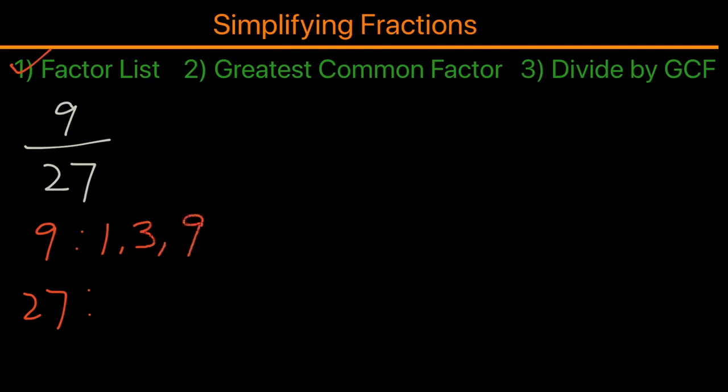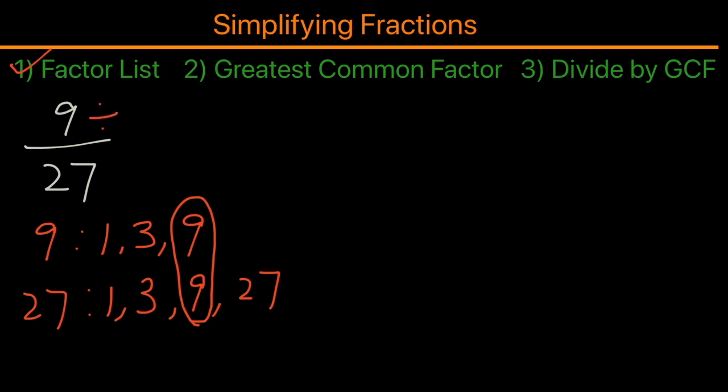For 27, again, we have 1 times 27, and then we have 3 times 9 is 27, and then we have 9 times 3 is 27. And then the last one will be 27 times 1 is 27. So the greatest common factor here is 9. So we'll divide the numerator and the denominator by 9 here, and we'll see that this resulted in 1 over 3.